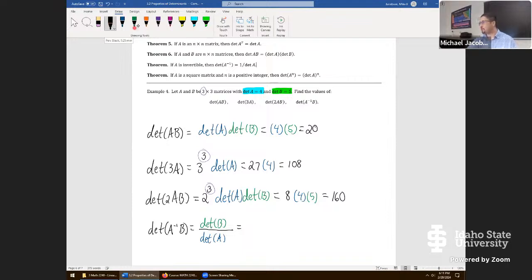And now we're pretty much done. We'll grab the value for determinant of B, which is 5. Divide by determinant of A, which is 4. And it's done at that stage.